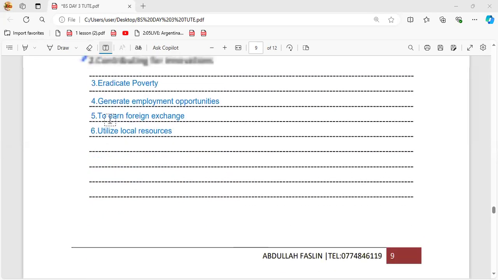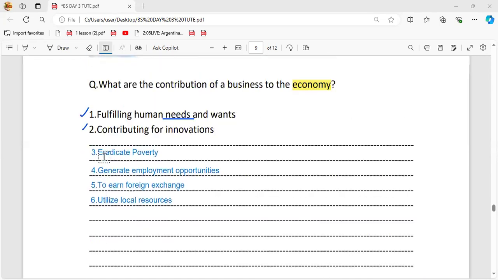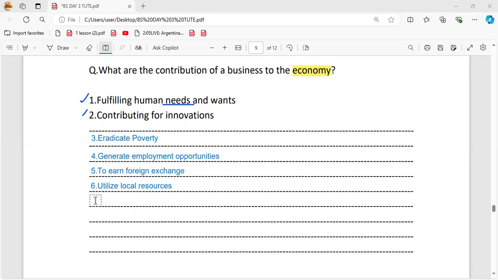Okay. Utilize local resources means what? You can use the country's resources productively without wasting. But in Sri Lanka, very few people start a business. Most of the people are going for a job and working. Therefore, what happens? Our local resources are getting idle day by day. It is getting wasted. No one is there to use it, right? So utilizing local resources is another good thing of a business.